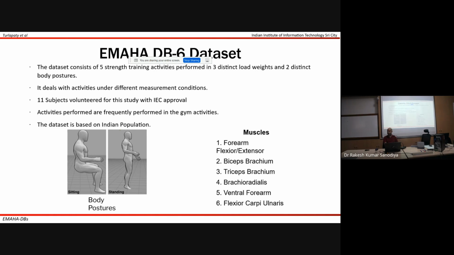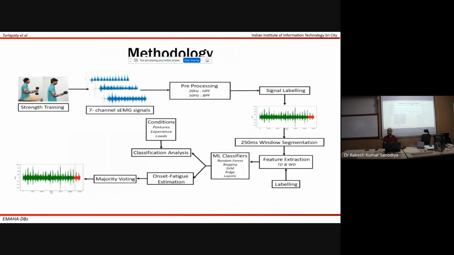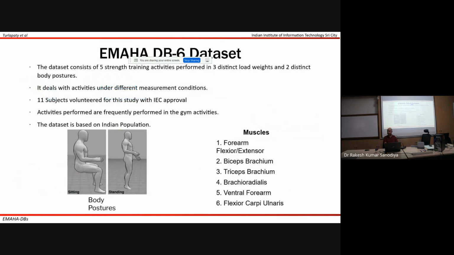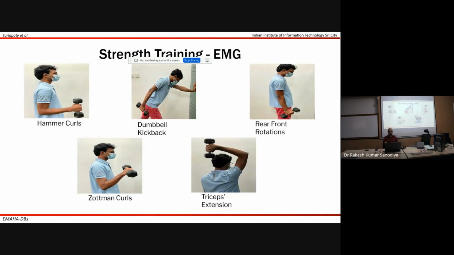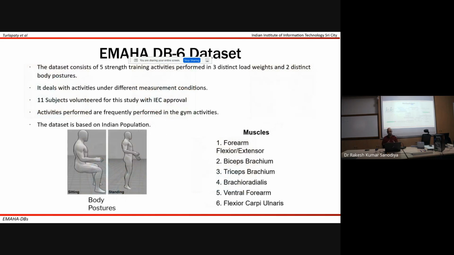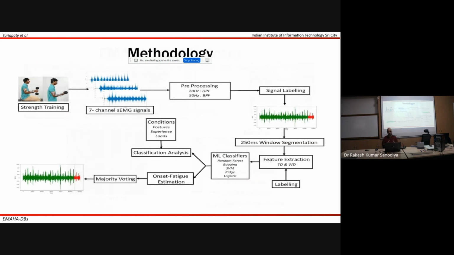In this particular data set, we have 7 different locations compared to the previous one, which had 5, right? You can see the list here: both the forearm flexor and extensor, and then the biceps, triceps, all the main muscles on the arms. Since we are looking at only the right arm, we place all these sensors on the right arm.